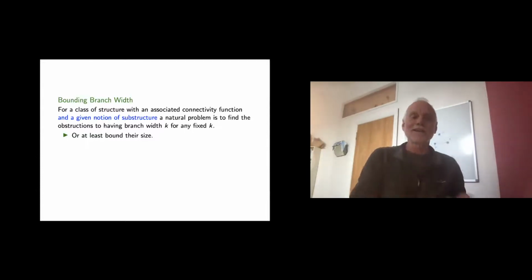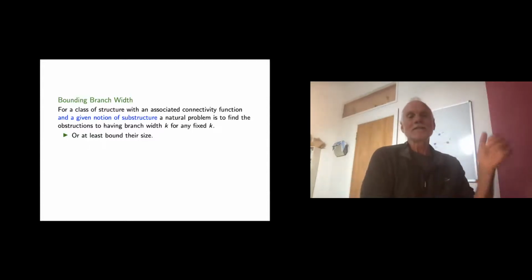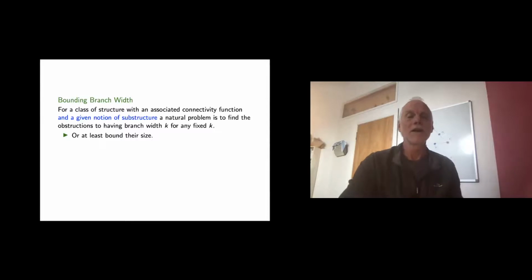Okay, got that little thing off my chest. So if you've got a notion of substructure, here's a natural problem, which you may or may not care about, but it's a problem you can certainly study: what are the minimal obstructions to having branch width k for some fixed k? Minimal obstructions of branch width at most k, or at least bound their size.